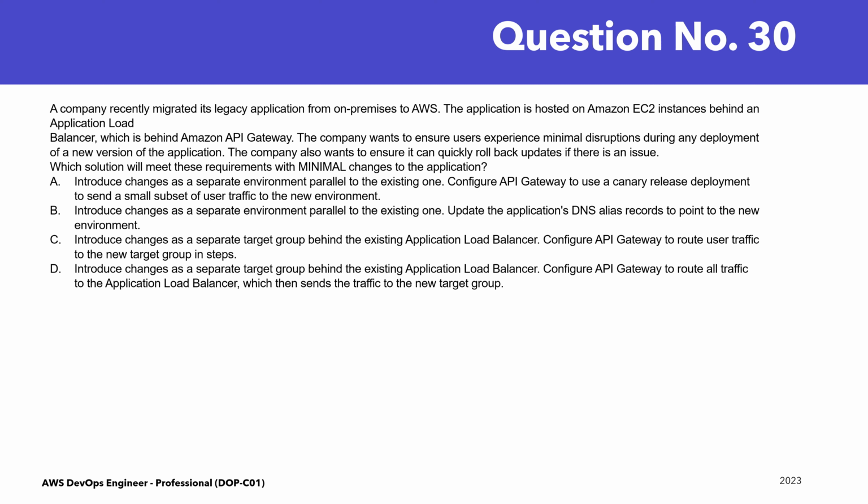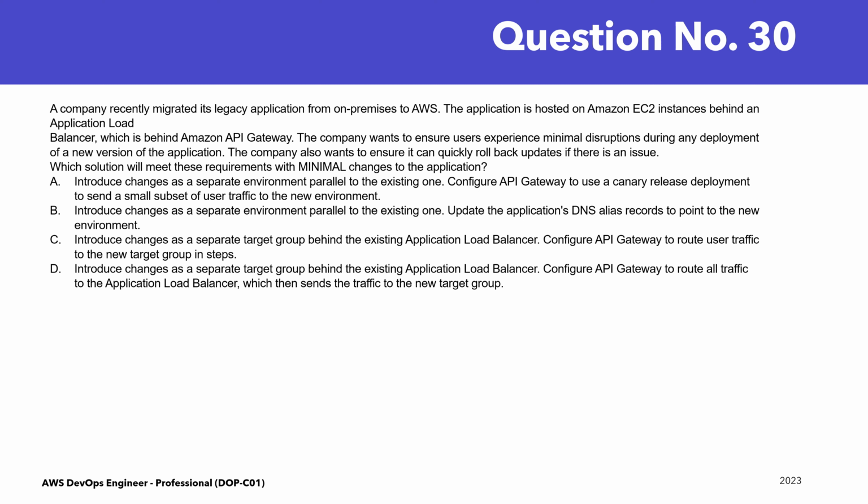A. Introduce changes as a separate environment parallel to the existing one. Configure API Gateway to use a canary release deployment to send a small subset of user traffic to the new environment. B. Introduce changes as a separate environment parallel to the existing one. Update the application's DNS alias records to point to the new environment.